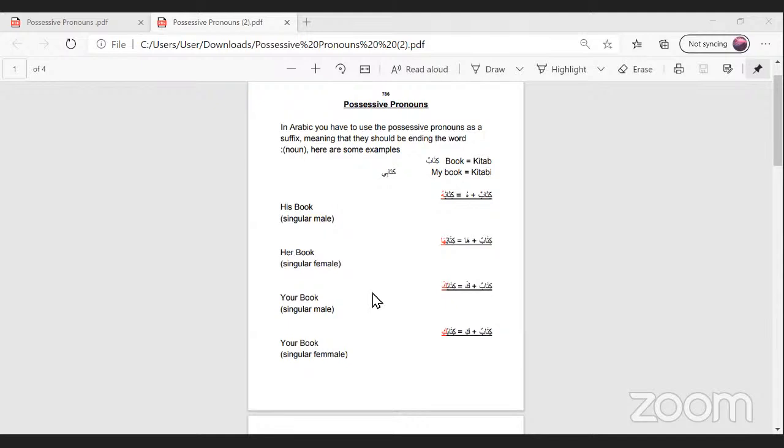And then our desk: Maktabuna, okay, that's fine. And my desk. Maktabi, sorry. Maktabi, okay, Maktabi.